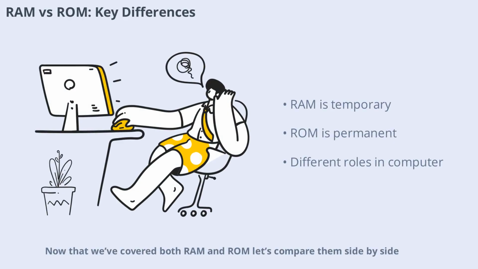Now that we've covered both RAM and ROM, let's compare them side by side. RAM is temporary volatile memory used for running programs and storing data while the computer is on.